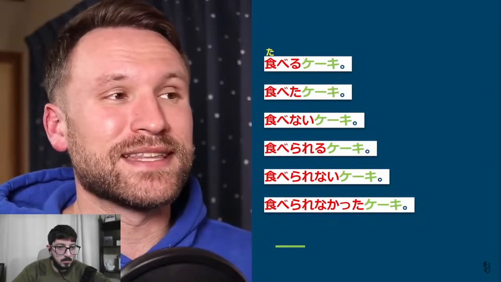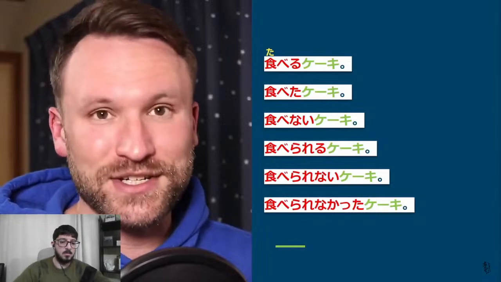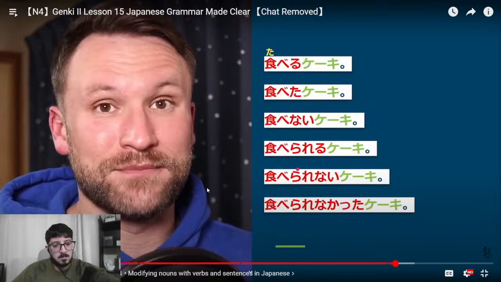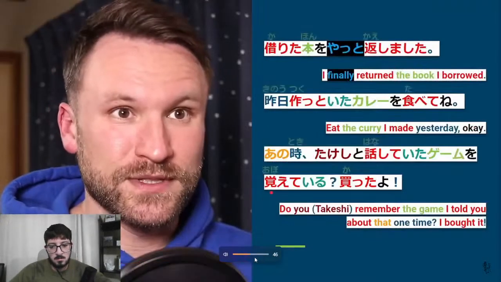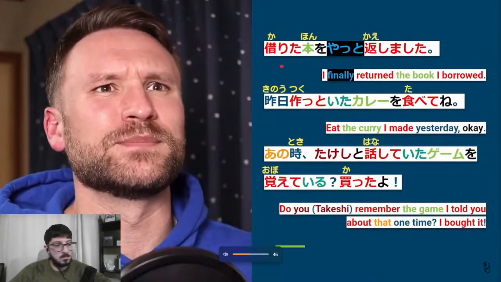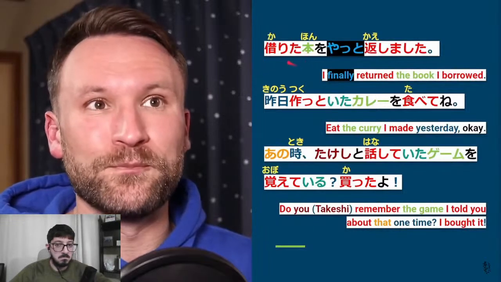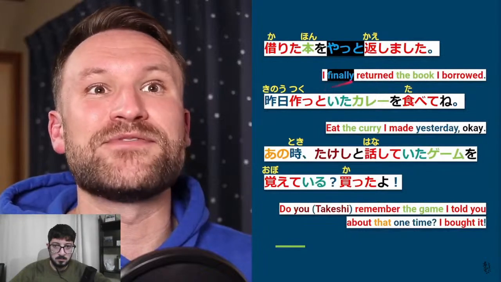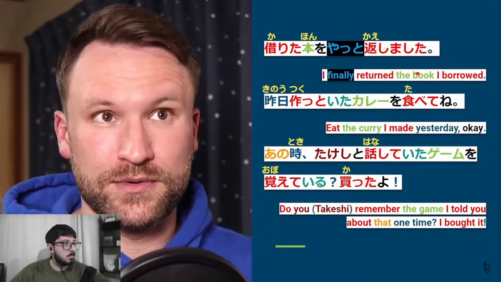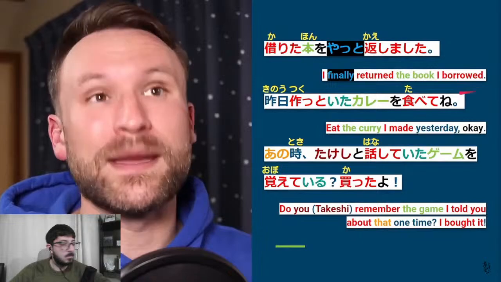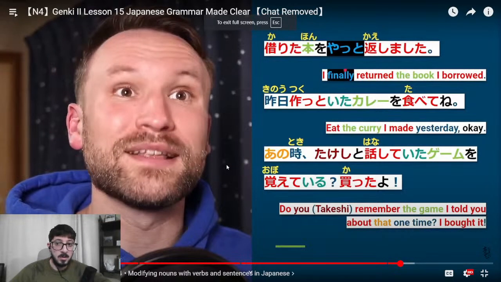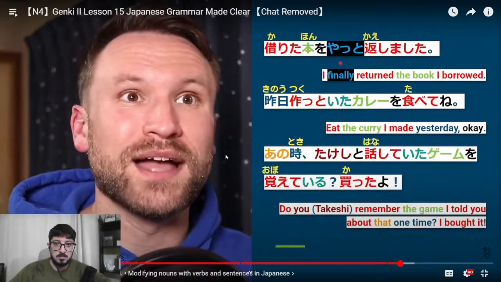Now, modifying nouns, it's the same as modifying nouns with adjectives, e-adjectives, no-adjectives, whatever. It's just that you can actually do it with verbs as well. You just need to do it in the casual forms, the base forms, or whatever you want to call them. So some examples of this would be 借りた本, the book I borrowed. 借りた本をやっと返しました. I finally returned the book I borrowed. What kind of book? The one I borrowed. やっと means finally.